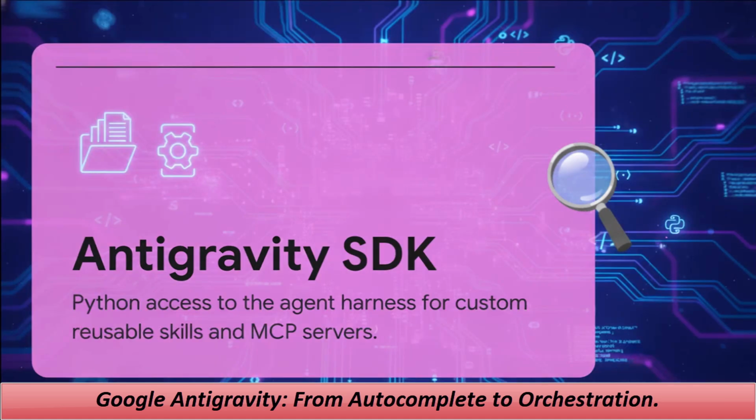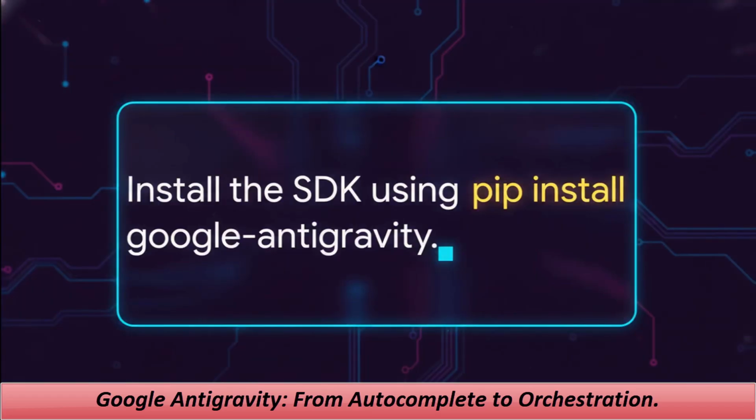And finally, Surface 4, the Antigravity SDK. This provides programmatic Python access to the exact same agent harness powering the rest of the ecosystem. The SDK abstracts away all that complicated back-end communication and state management. It essentially gives developers total control to layer in custom Model Context Protocol, or MCP servers, and build completely reusable skills. Oh, quick aside, if you do want to use the SDK, just remember this specific command: pip install google-antigravity.